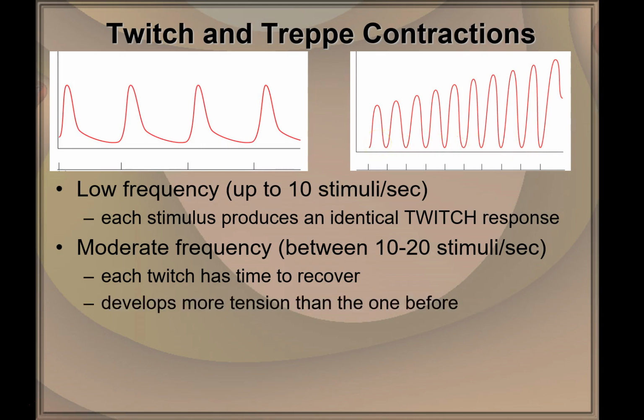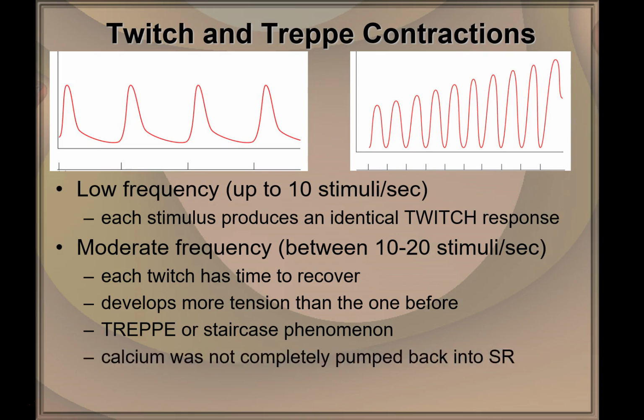But we develop more tension each time we do it. Okay? So with each subsequent stimulation, tension increased, which we see because this went up and up and up and up here. This is called treppe, or sometimes called staircase phenomenon. And it's a result of all the calcium not being completely pumped back into the sarcoplasmic reticulum.